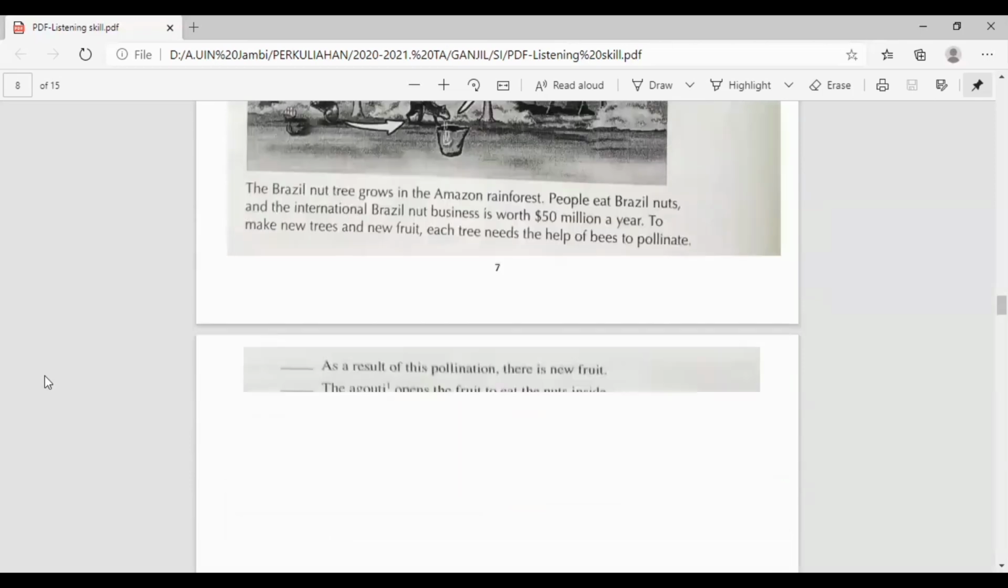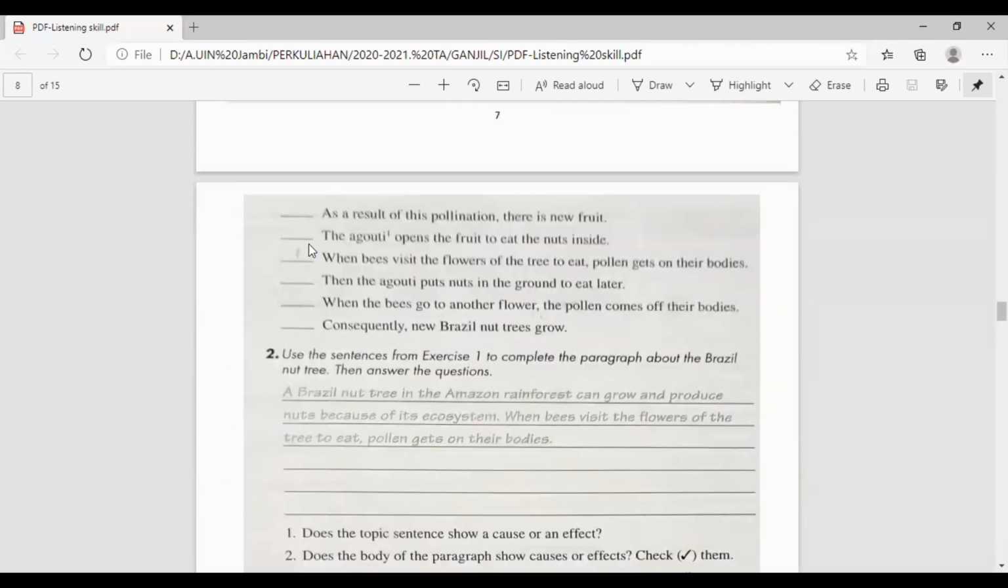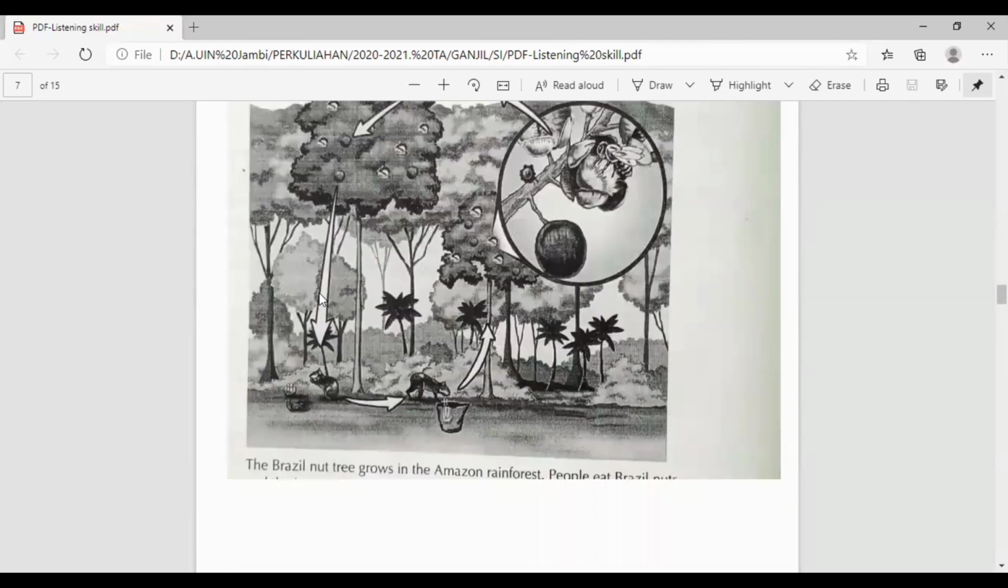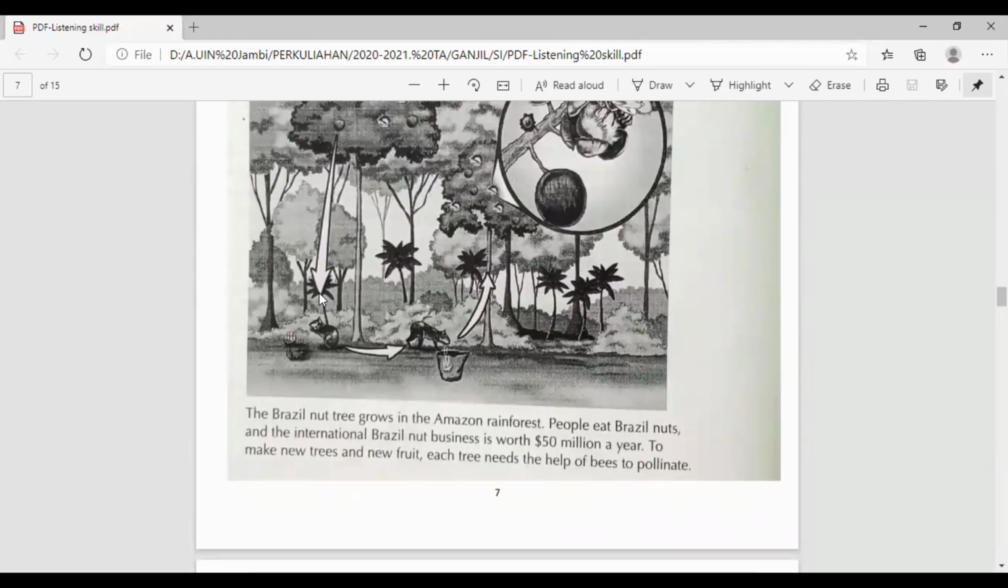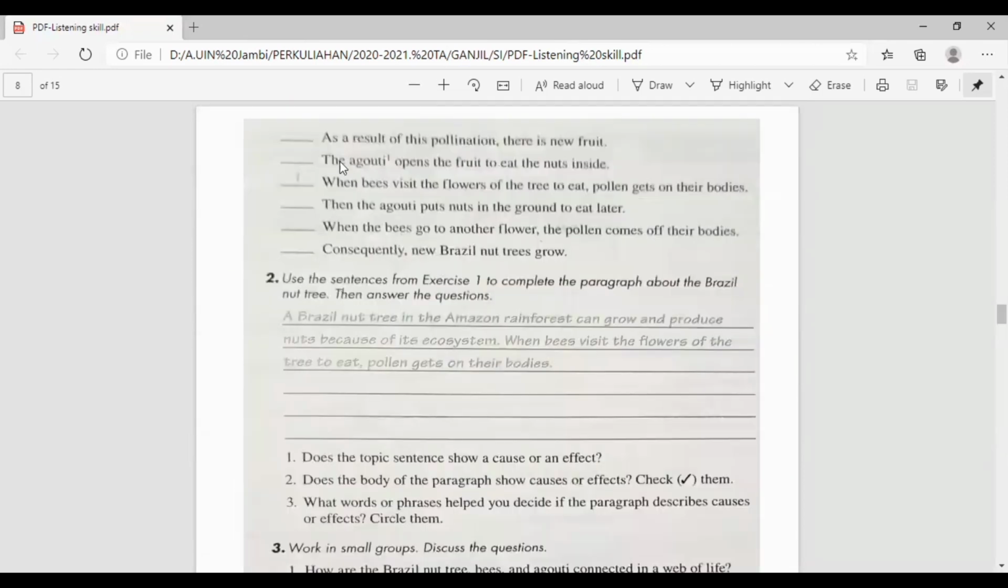After that, you need to arrange these sentences in the correct order. About this, the Brazil nut tree grows in the Amazon forest. These are the sentences, but they are jumbled, so you need to put them in order.